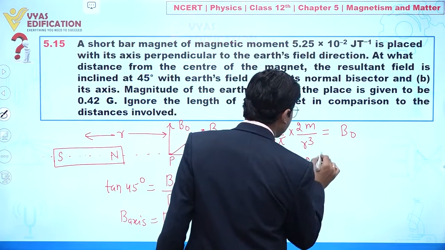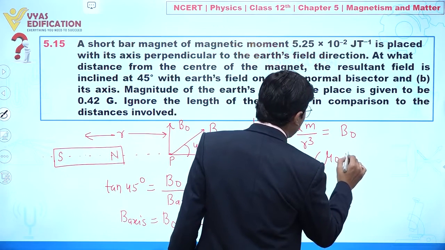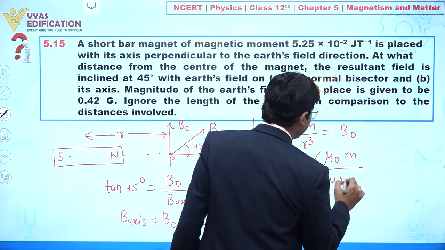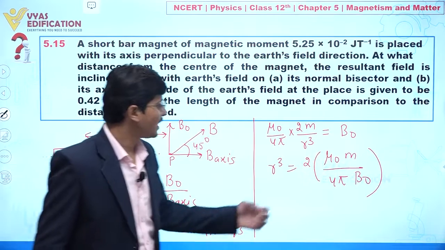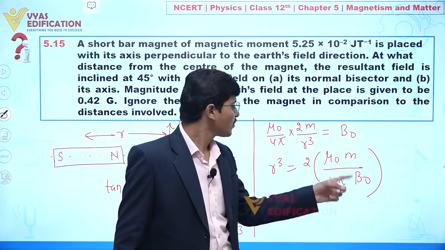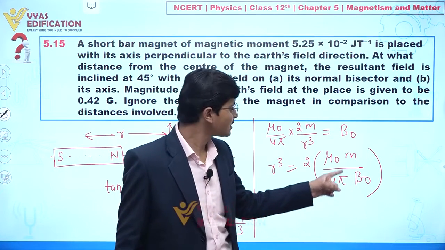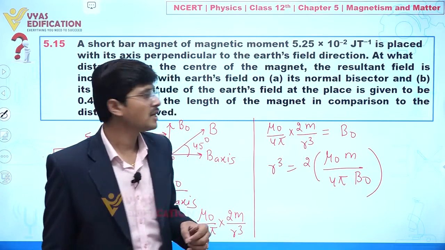Yes. We can write like this: 2 mu naught m over 4 pi into B naught. Clear? Now you know very well, we have already solved this part. Clear? Mu naught upon 4 pi is 10 to the power minus 7. M is the magnetic moment.